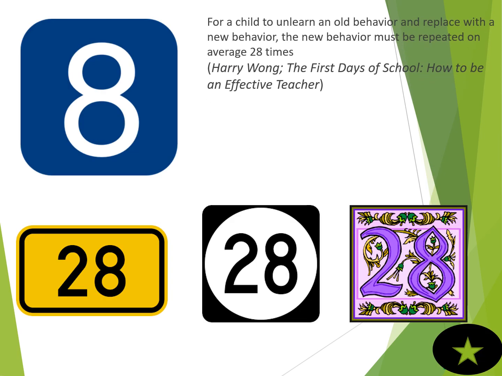For a child to unlearn old behavior and replace it with new behavior, the new behavior must be represented on an average of 28 times. It's from Harry Wong, The First Days of School, How to Be an Effective Teacher, and there is a recording by Harry Wong that is also embedded in your BlendSpace platform.